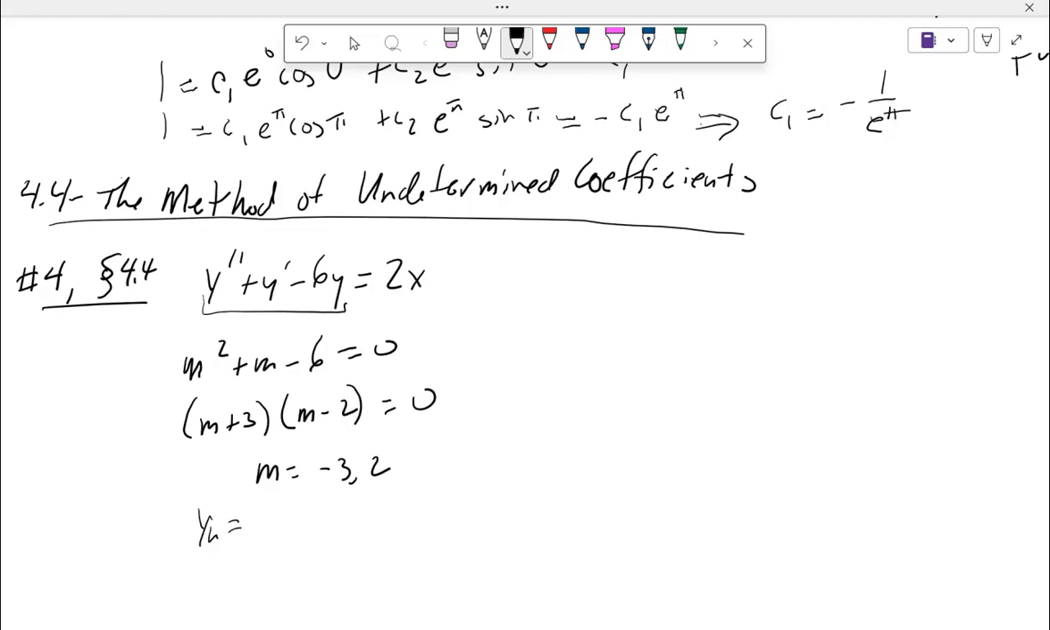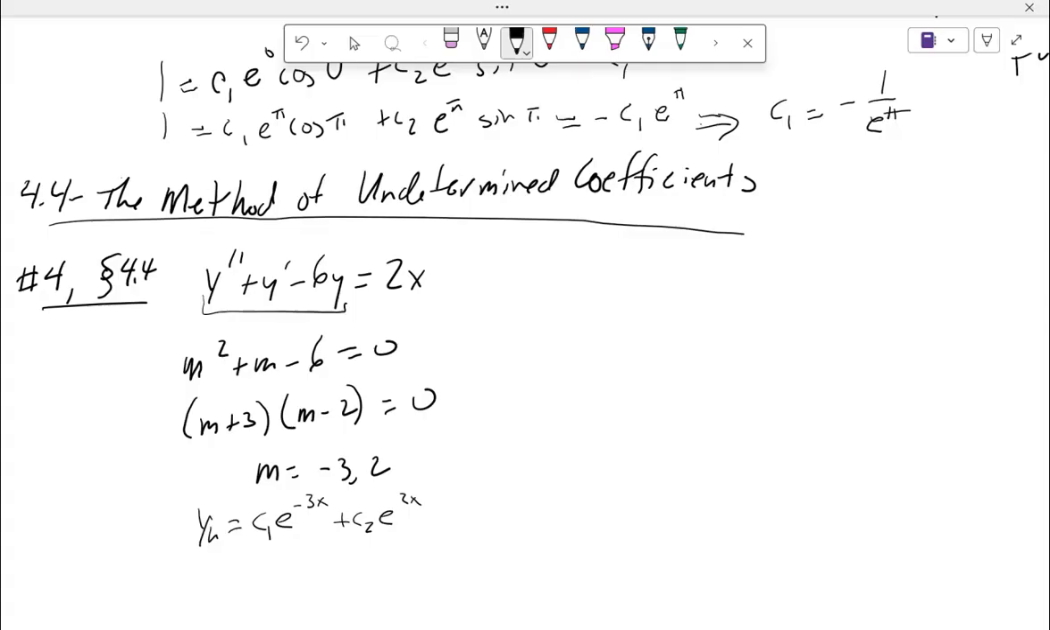C1 e to the negative 3x plus C2 e to the 2x. Good. Notice I've labeled it y sub h. The sub h is standing for homogeneous here, making sure I keep track of which ones I have. Okay? If this were homogeneous, we'd be done. Right? That's what we just did in the last section.